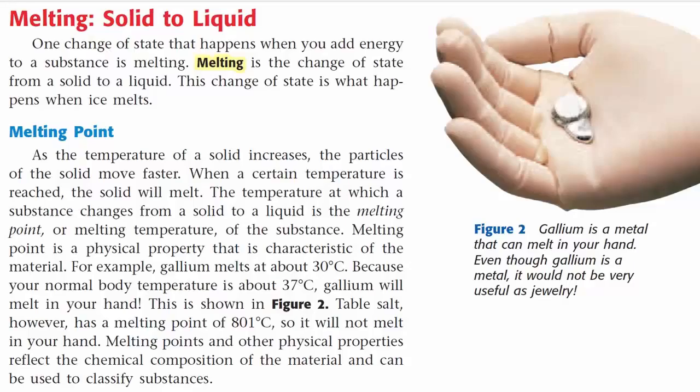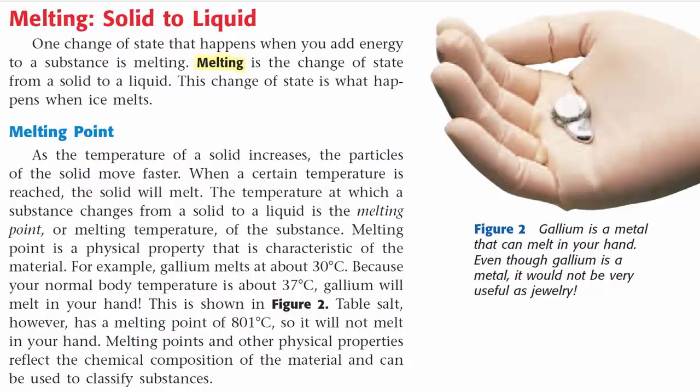Melting is the change of state from a solid to a liquid. This change of state is what happens when ice melts. Melting point. As the temperature of a solid increases, the particles of the solid move faster. When a certain temperature is reached, the solid will melt. The temperature at which a substance changes from a solid to a liquid is the melting point, or melting temperature of the substance. Melting point is a physical property that is characteristic of the material.